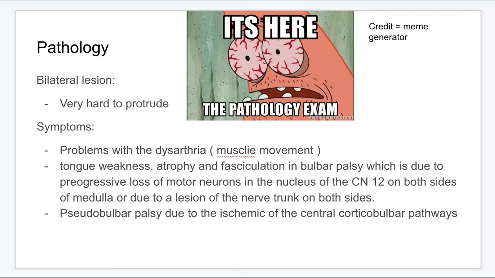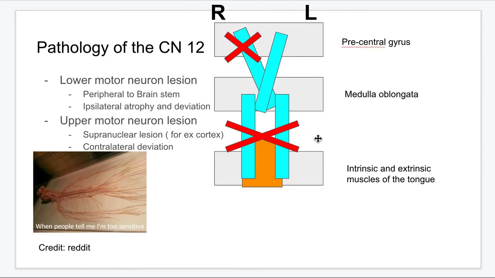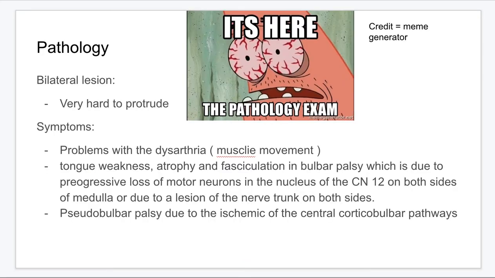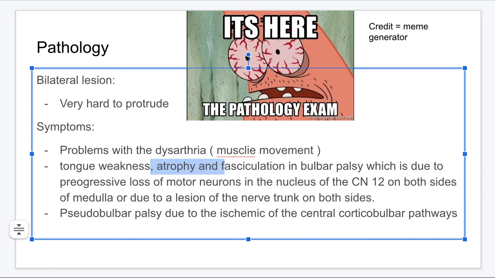Then pseudobulbar is going to be a problem of our central nervous system. So our central nervous system over here, pseudobulbar is going to be problems over here. Again, same problems: we cannot stick this tongue out. Probably the main way to differentiate it from peripheral is that there's no paresis, no atrophy, and no fasciculations. So that's really key: no atrophy, weakness, and no fasciculations.